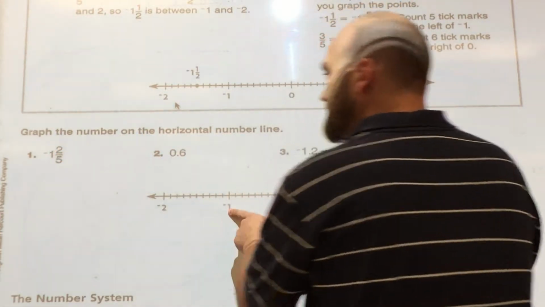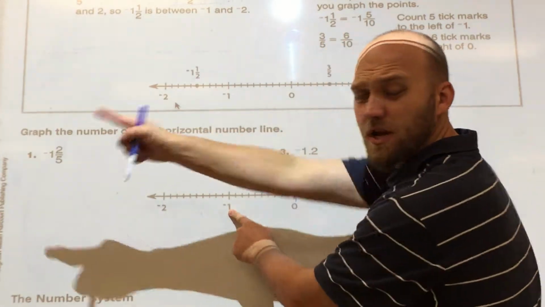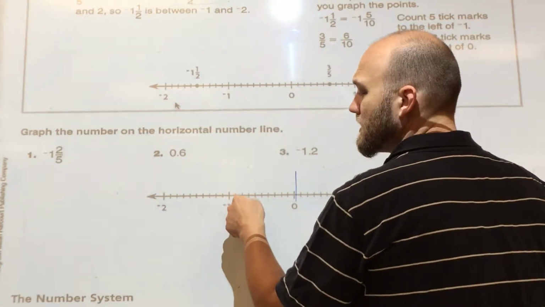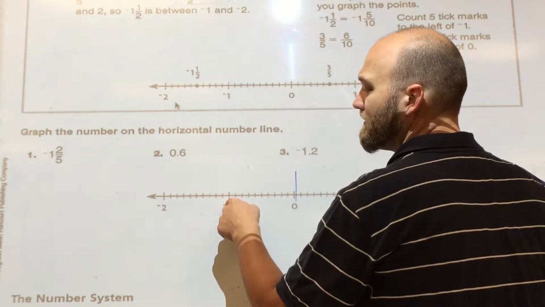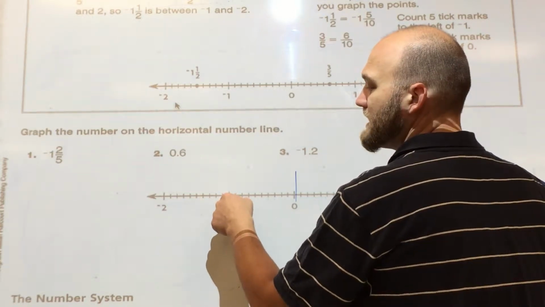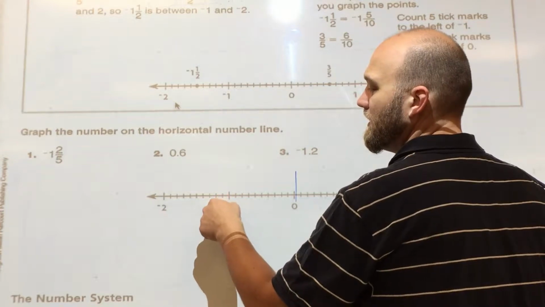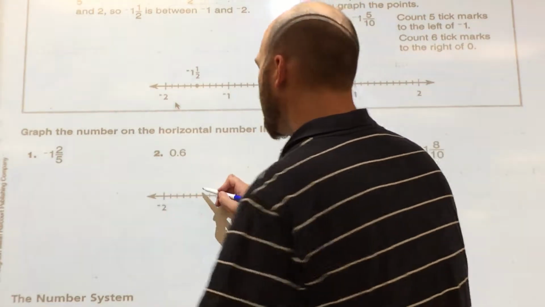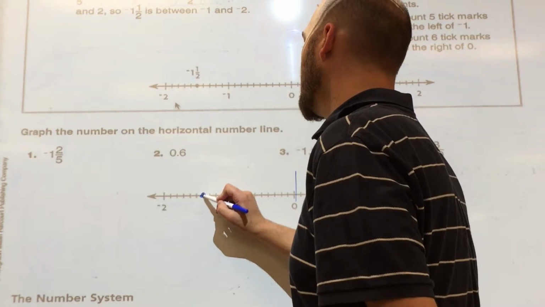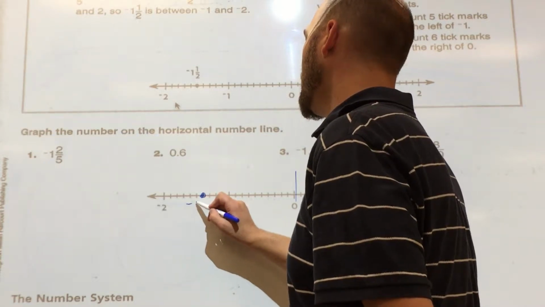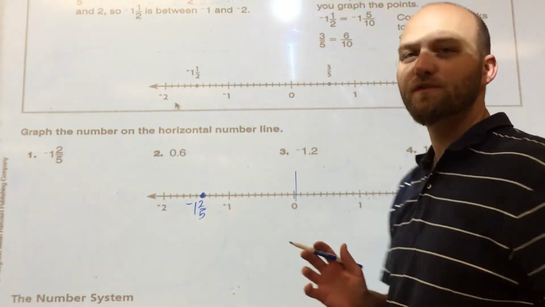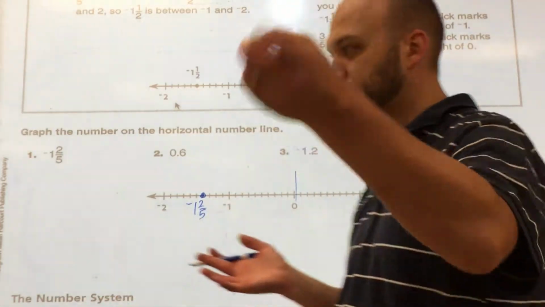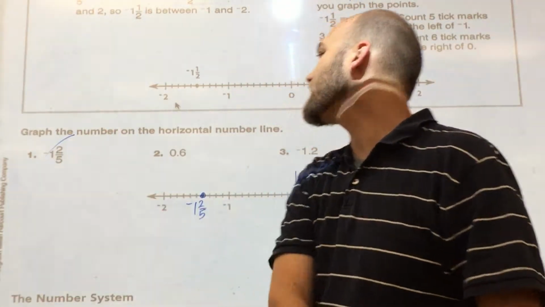So I go to -1, and my negative numbers are always going this way. So -1, and I see there's 10 lines here, so I've got 1/10, 1/5, 3/10, 2/5. So it should be right in here, and I'm going to put -1 and 2/5. That makes sense. 1 and 2/5 is between 1 and 2. And we got it. So take the first one away.